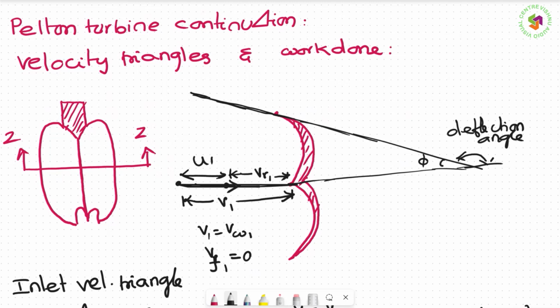I'm only drawing on one side. The other side you can also draw. So this is how VR2 will be there, which we know already. And this is U2. If I join these two, naturally this will be V2. So the outlet velocity triangle is VR2, U2, V2. The vertical component of V2 is VF2, and the horizontal component is VW2.